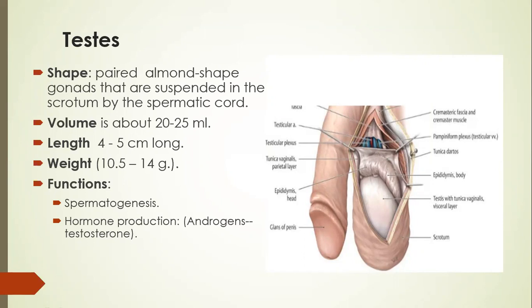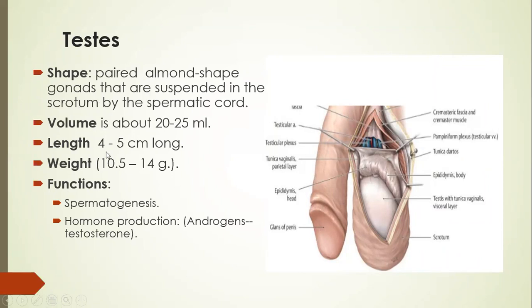Gonads are nothing but the male and female primary organs. In case of male it will be called the testis, in case of female it will be called the ovary. So they are called the gonads together. They are paired, almost oval shape gonads that are suspended in the scrotum by the spermatic cord from above. So it is holding the testis in the scrotum. This is the spermatic cord, this whole structure, and this is the testis.